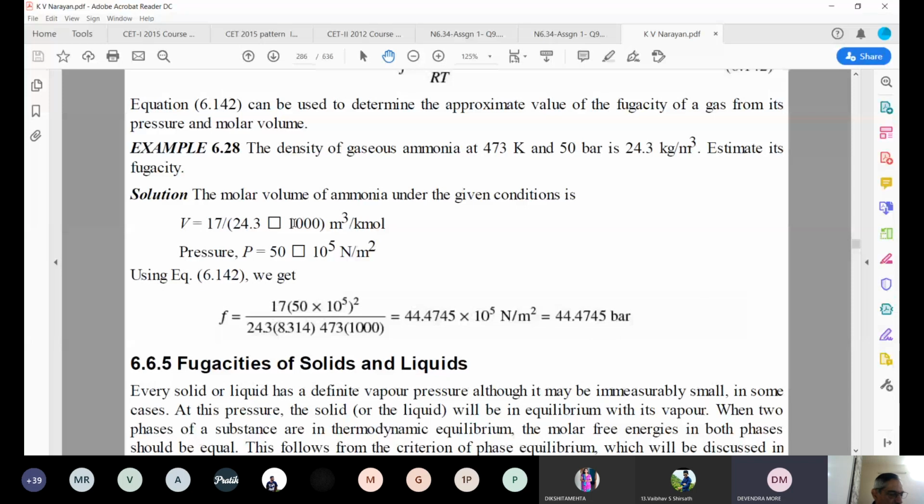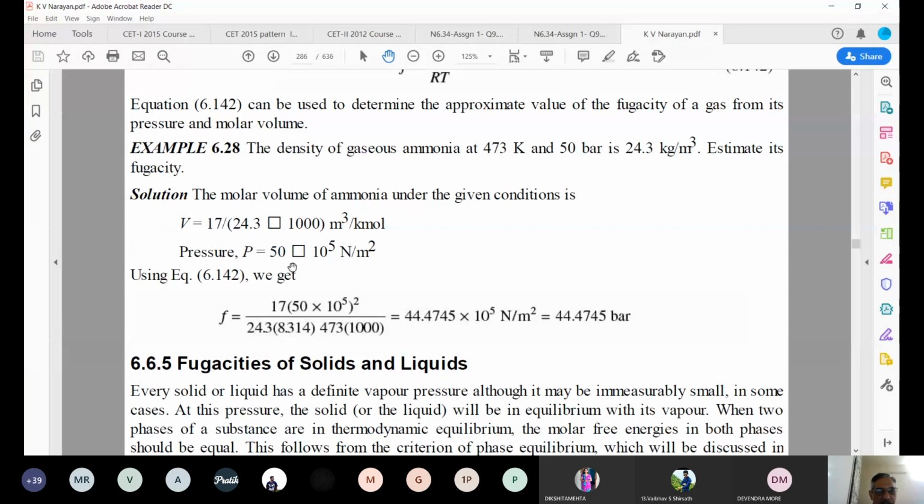Molecular weight by density, molar only. Molecular weight has no units, right? And it is kg per kilomole. If it is kg per kilomole and below we take kg per cubic meter, we should get cubic meters per kilomole. Sir, 1000 should not come. 1000 should not come, this is wrong. So he has put a different conversion factor below.